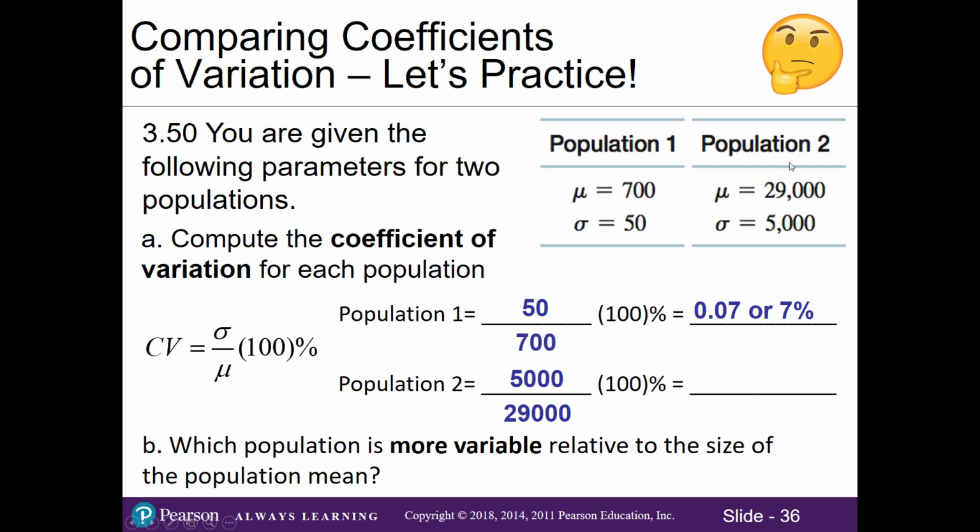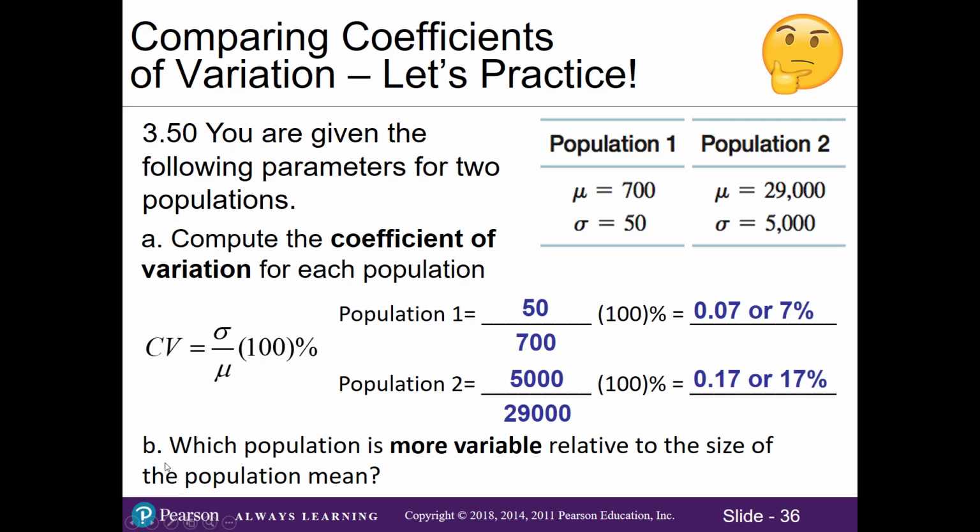Now, if you'll notice, the data points for our two populations are very different. Population 1 has small numbers when we compare it to population 2. That's why the coefficient of variation is so useful, because now we can compare the two groups even though they're very different in terms of their numbers. So if I take 5,000 divided by 29,000, I'll get 0.17, but we have to have it in percentage form. That's why we'll multiply it by the 100, and that gives us 17%.